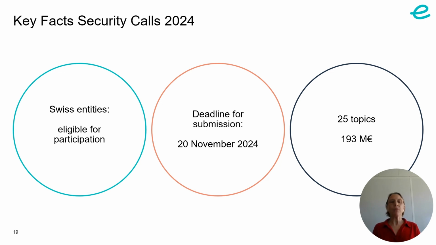As summary, the key facts is that Swiss entities are normally eligible for participation in all of the 25 topics which are just presented. All topics have a deadline for submission on 20 November 24, so there is still enough time to find partners and prepare the proposal. There are 25 open topics for a total budget of 193 million euros.